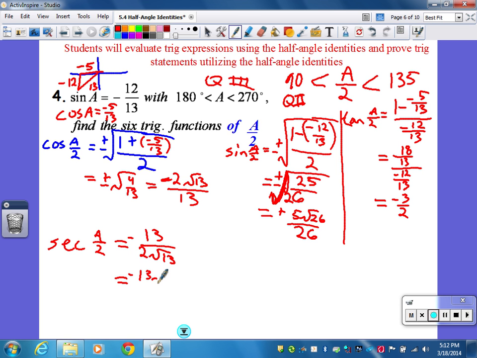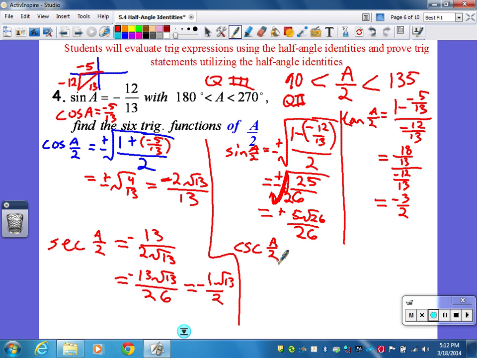Negative 13 square root 13 all over 26, which is equal to 1/2 square root. And then cosecant a over 2, once again, is the reciprocal of that. So it's going to be 26 over 5 square root 26.